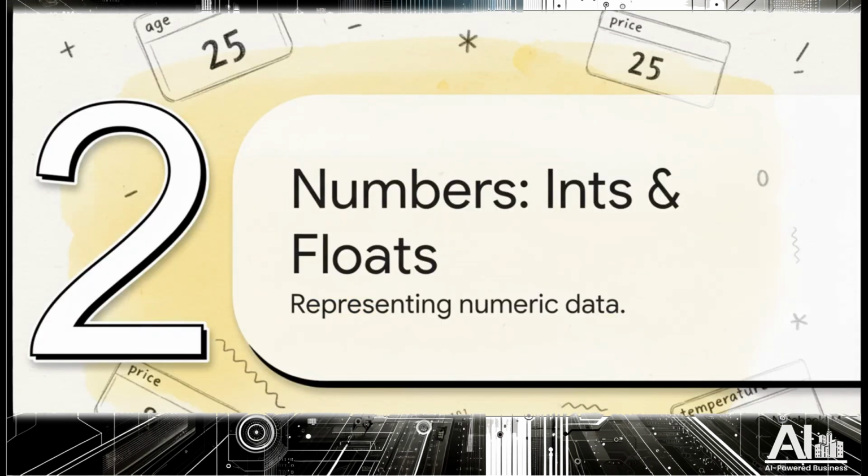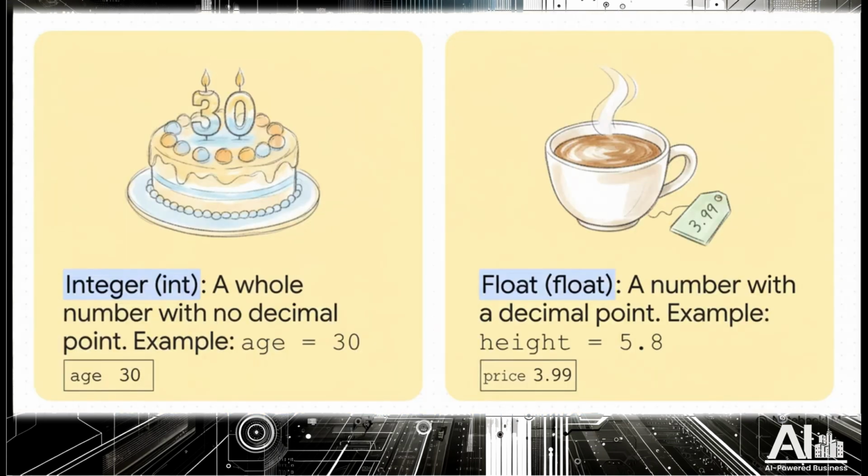Okay, so we know how to make the boxes. Now let's talk about the different kinds of stuff we can put inside them. We'll start with numbers. In Python, there are two main flavors of numbers you'll deal with: integers and floats. And the difference is really simple. An integer, or int for short, is just a whole number. No fractions, no decimals. Think 30. A float, on the other hand, is a number that has a decimal point, like 5.8. So your age is probably an integer, but the price of a latte, that's going to be a float.